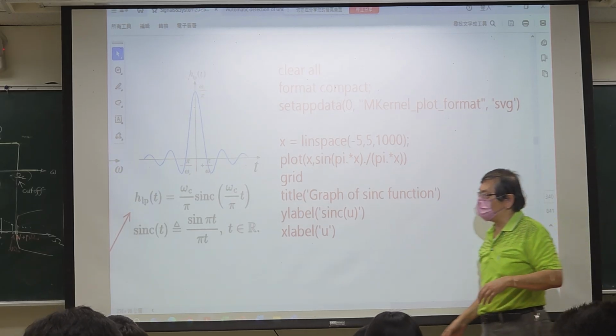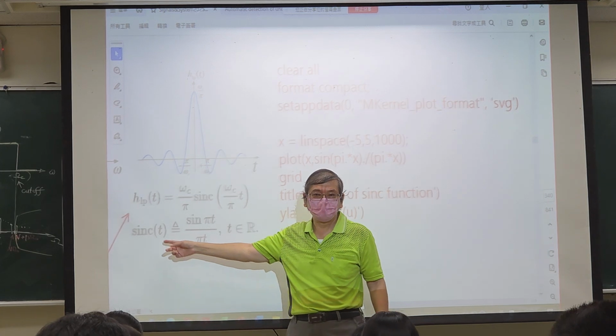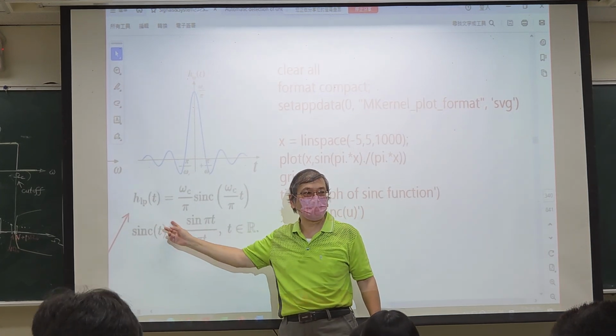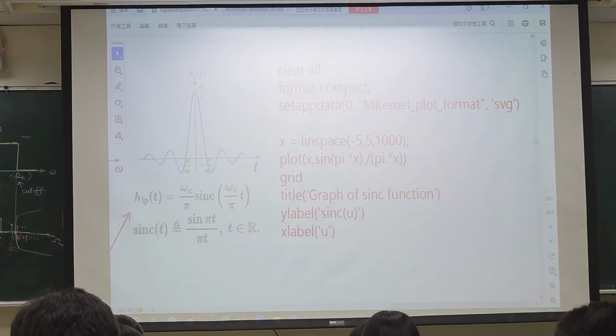Now later on you are going to see the sinc function very often. It's an important function. This function is very important. You are going to see this function in many different applications.